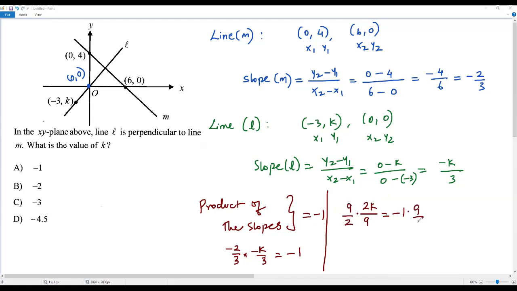Let me do it. So when I do so, this 9 will cancel, this 2 will cancel out. I'm just getting k on the left side. So -1 times 9 is -9 over 2. When you divide 9 by 2, you get 4.5. So that is k equals -4.5. So now I got the value of k, that is -4.5. I find this -4.5 in answer choice D. So the correct answer choice for this question is option D, -4.5.